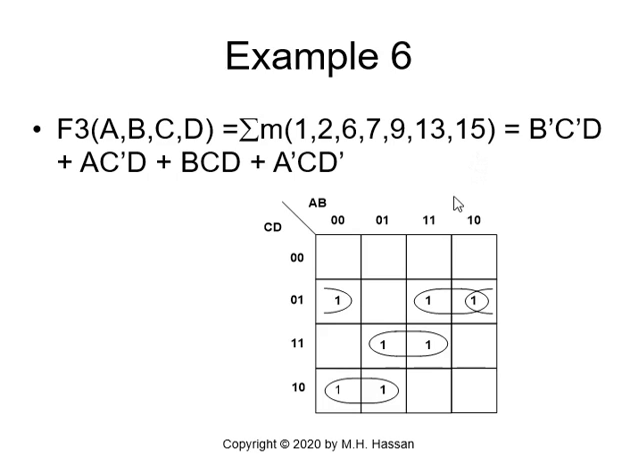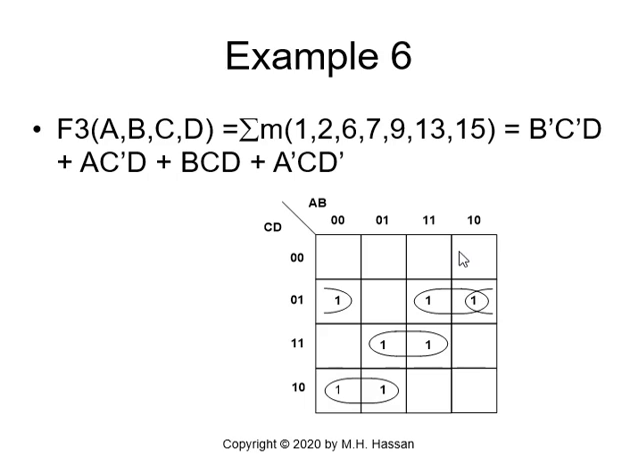This example will give me 1, 1, 1, 1, so this is a group of 2, this is a group of 2, this is a group of 2, and I have this one. To cover this one, I can cover it with this one by rotating the map. So this is also a group of 2, and I can read these groups.